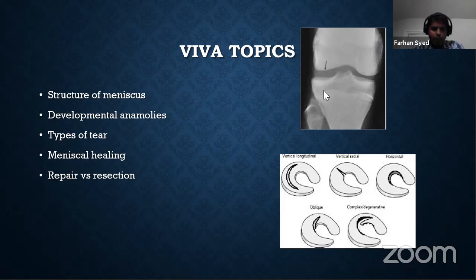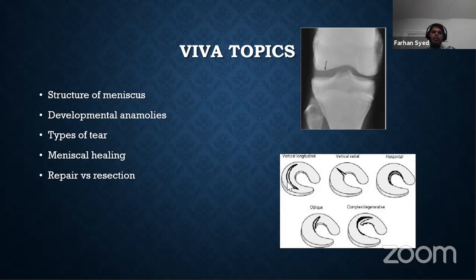The third basic sciences topic is with regards to types of tear. As you can see in the picture, there are various tears that can occur in a meniscus, which include a vertical or longitudinal tear, a radial tear or a flap tear, and a horizontal tear. And when a longitudinal tear propagates anterior to posterior, it can form a bucket handle tear.